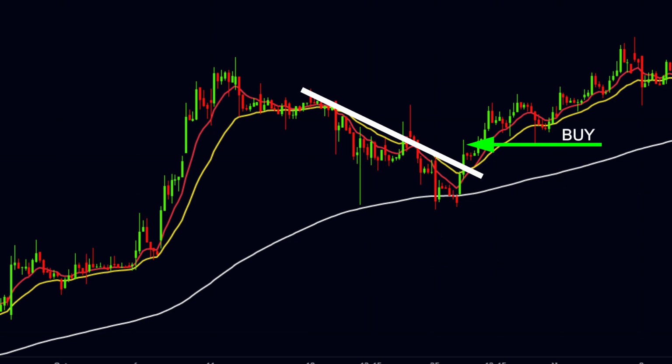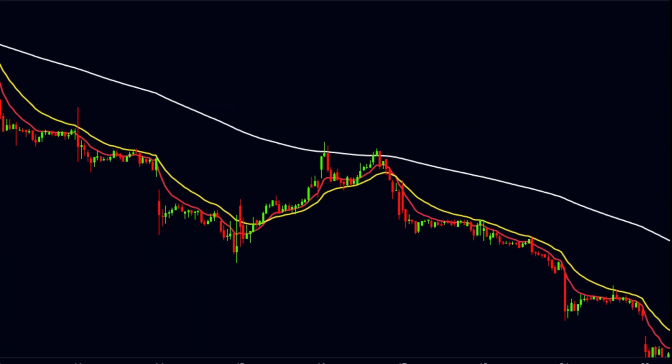Our stop loss should be below the 150 EMA. Our target should follow a 2:1 risk-reward ratio. After our entry, the price made a good move. Now let us see an example for the sell setup also.